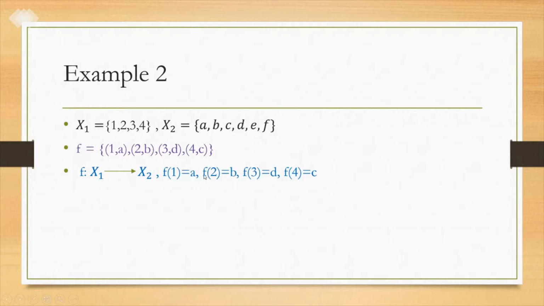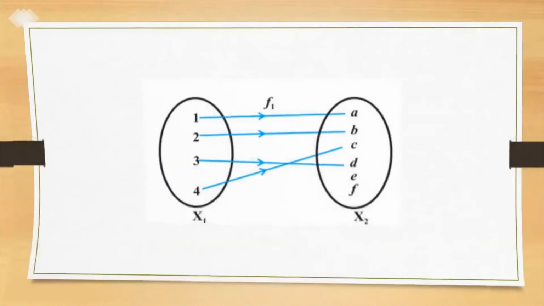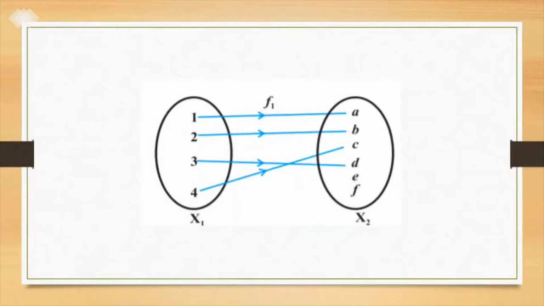(2,b) belongs to f. So we write f(2) is equal to b. (3,d) belongs to f. We write f(3) equal to d. (4,c) belongs to f. We write f(4) equal to c, right? So we read it as f(1) equal to a, f(2) equal to b, f(3) equal to d, f(4) equal to c. So it's another kind of notation of a function. There is another kind of notation of this same function.